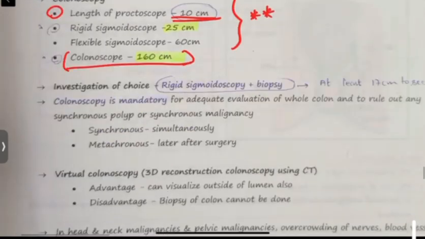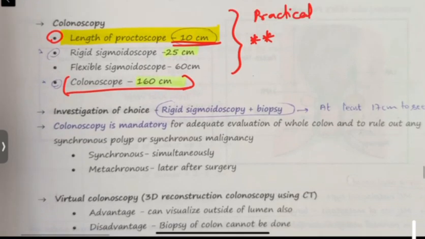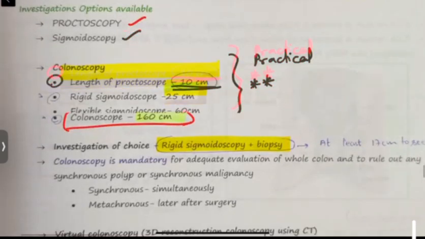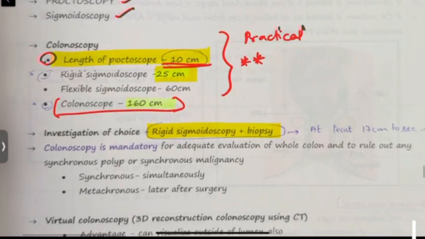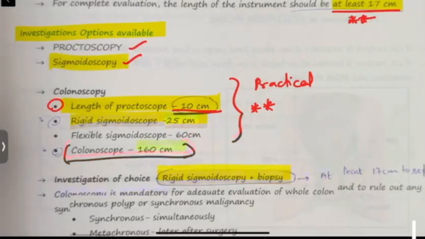So the proctoscope cannot be used as the investigation of choice because it's only 10 centimeters. The investigation of choice is the rigid sigmoidoscope, which is about 25 centimeters, and while doing rigid sigmoidoscopy we can take a chunk of the tissue, that is, a biopsy. So among the options available, proctoscopy is one, but what is actually performed is rigid sigmoidoscopy.